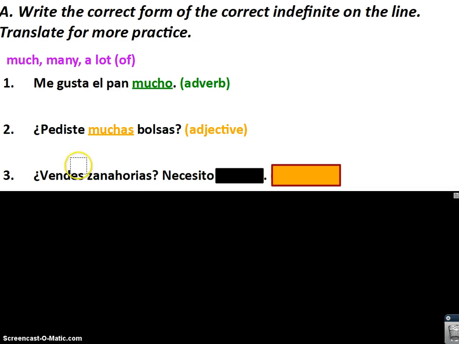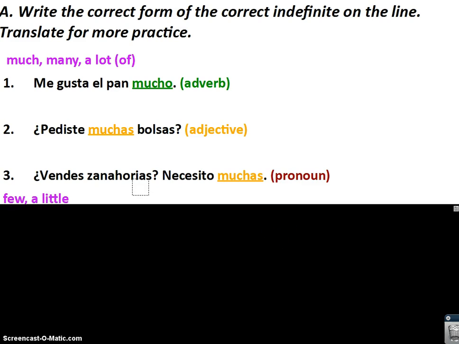Number 3, do you sell carrots? I need many, or I need a lot. So in this case, it is a pronoun because it's taking the place of carrots. I need a lot of carrots, and if it's a pronoun, it still has to match. So it will be muchas to match zanahorias.